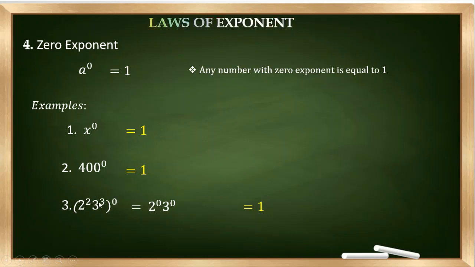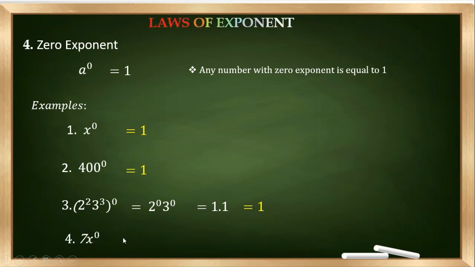So 0 times 3, that will be 3 raised to 0 power. So any number with 0 exponent is equal to 1. So 2 raised to 0 power, to simplify, that is 1. And 3 raised to 0 power, that is 1. And 1 times 1 is equal to 1. Alright, so same answer. So any number or variable with 0 exponent is always equal to 1.